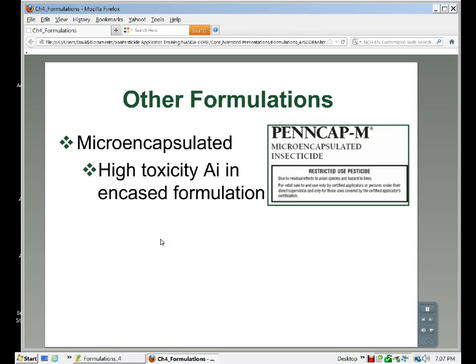The encapsulation of the active ingredient reduces the risk to applicators. However, this formulation is very hazardous to bees. Because microcapsules are about the same size as pollen grains, foraging bees can carry the capsules back to their hive and poison the entire hive.